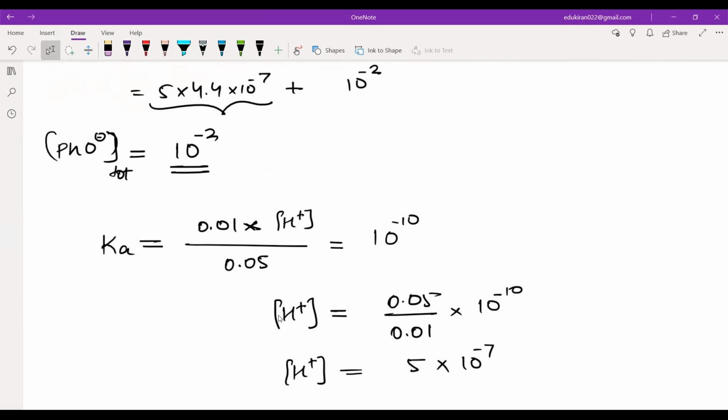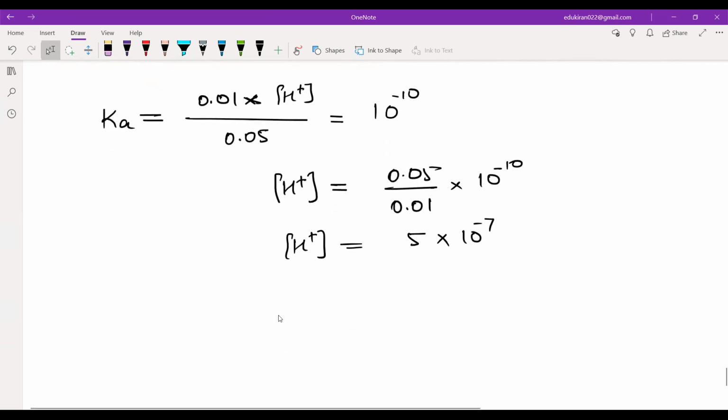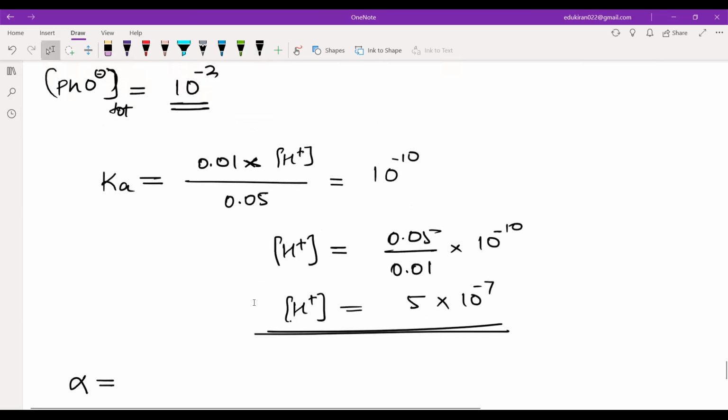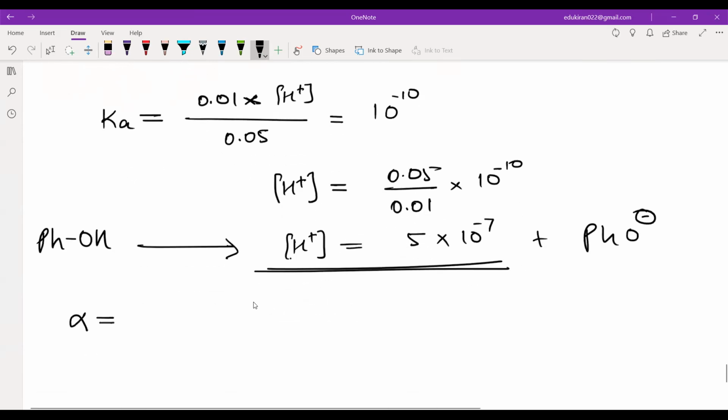Yes or no? Yes, sir. Right, 5 into 10 to the power minus 10. So this is the concentration of H plus. And what is alpha? Alpha is equal to the number of molecules that are getting dissociated. So you are getting H plus from what? PhOH. PhOH is giving you H plus and PhO negative, that is the phenolate ion. So how much is the concentration of H plus ion? That is 5 into 10 to the power minus 7.